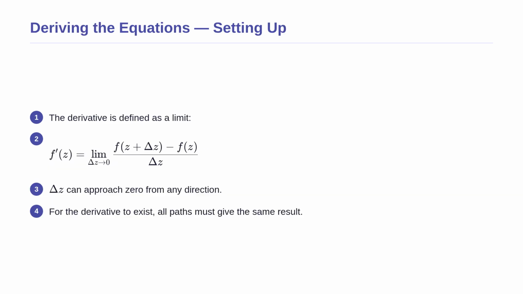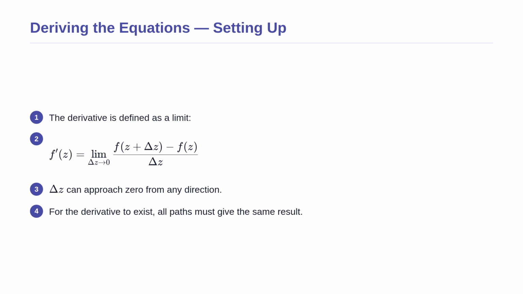Now that we have used this formula, let us understand where it comes from. To truly understand why the Cauchy-Riemann equations exist, we must derive them from the fundamental definition of a derivative. The derivative of a complex function is defined by a limit as the change in the input, denoted as delta z, shrinks down and approaches 0.